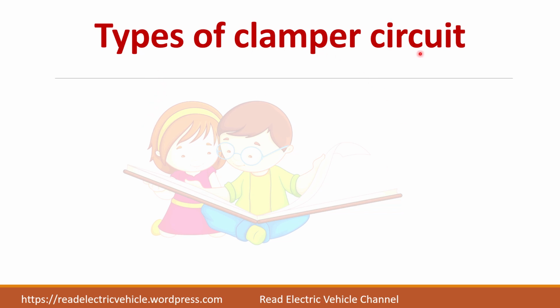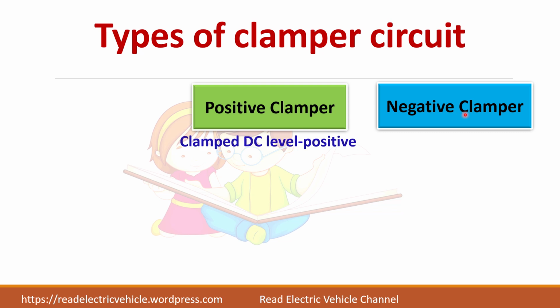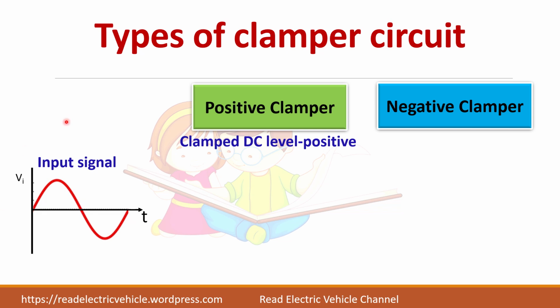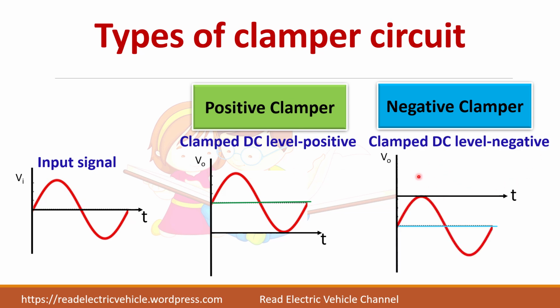What are the types of clamper circuit? Mainly there are two types, positive clamper and negative clamper. In a positive clamper, the clamped DC level will be positive. So if this is the input signal and I shift the waveform up, we call it a positive clamper, and if we shift the waveform down below the reference line, we call it a negative clamper.